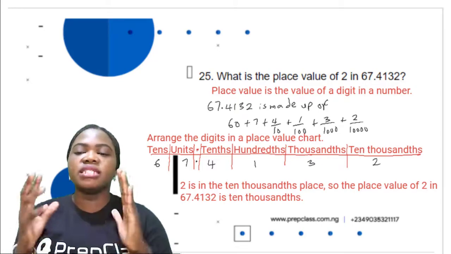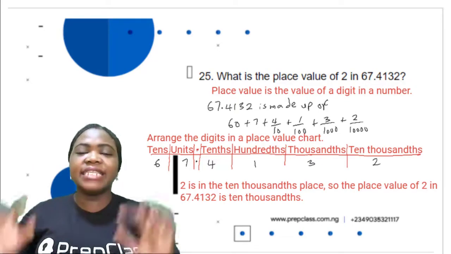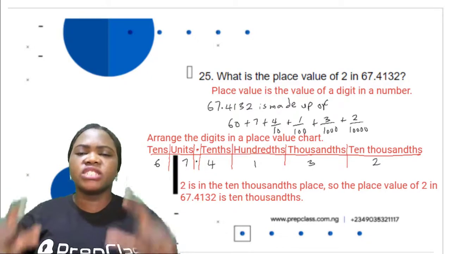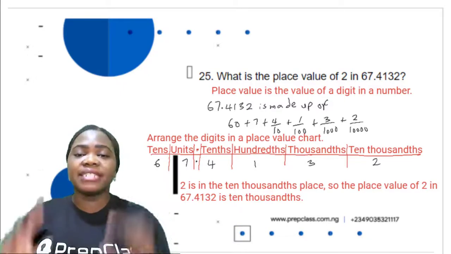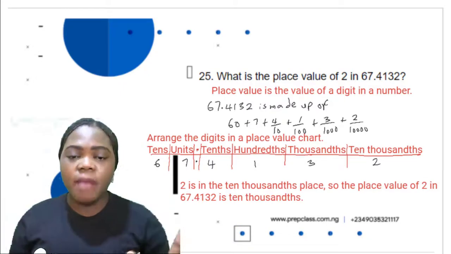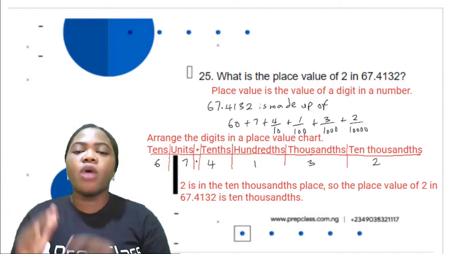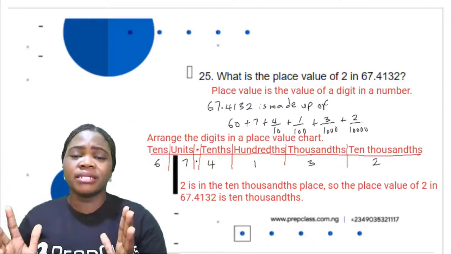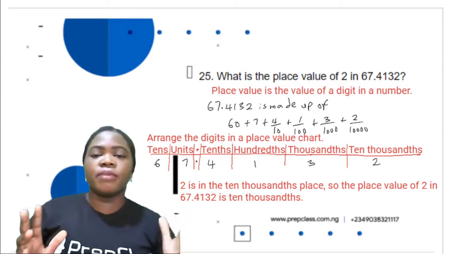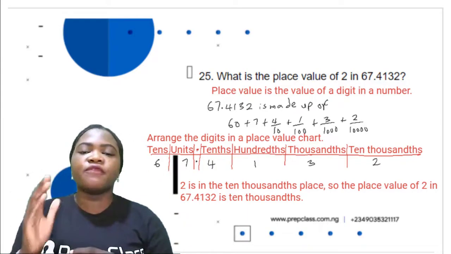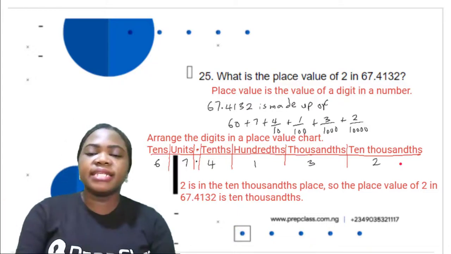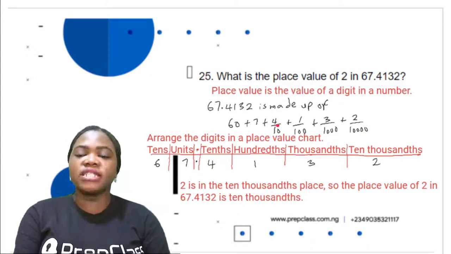Place value is the value of a digit in a number, and this depends on the position of the digit in a number. In mathematics, every digit has its own place in a number. So 67.4132 is a decimal number. So in a decimal number, you have the whole number part and the decimal part, or the fractional part. So 67.4132 is made up of 60 plus 7 plus 4 tenths plus 1 hundredth plus 3 thousandths plus 2 ten-thousandths.